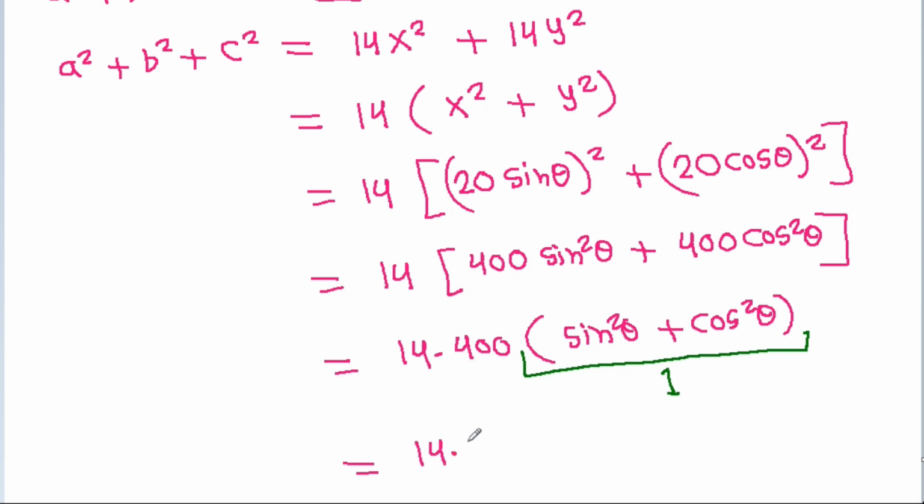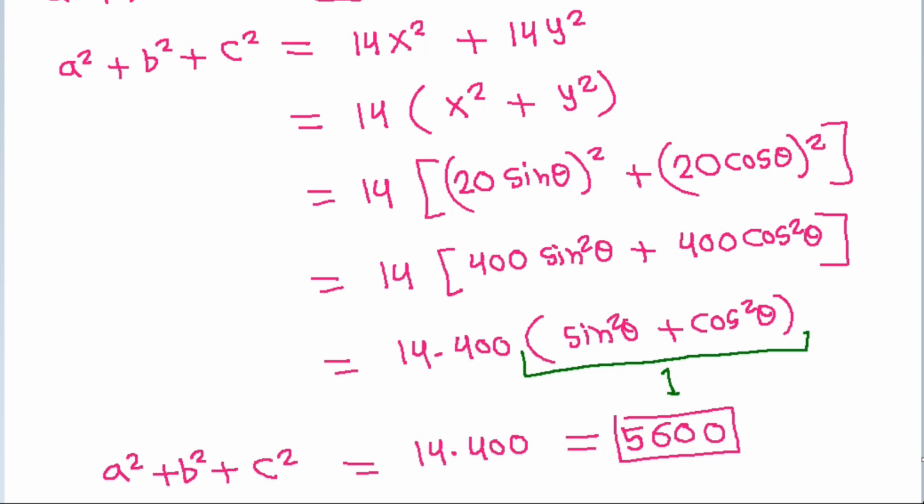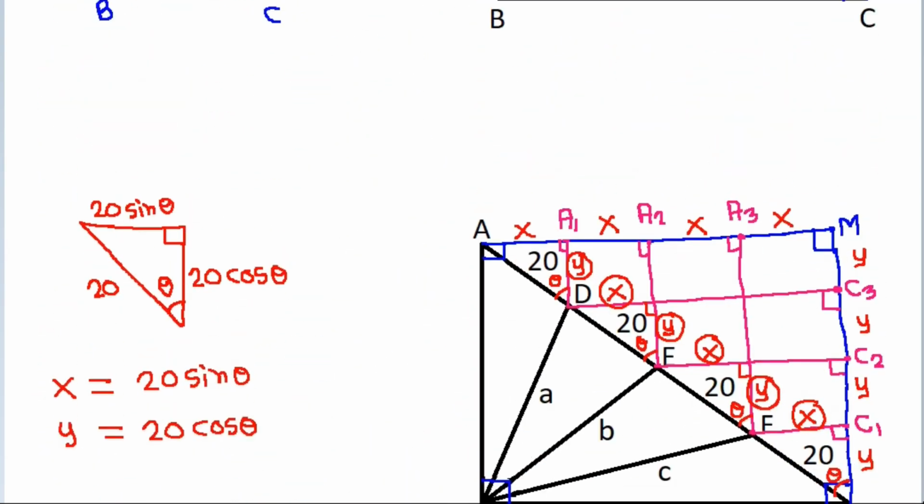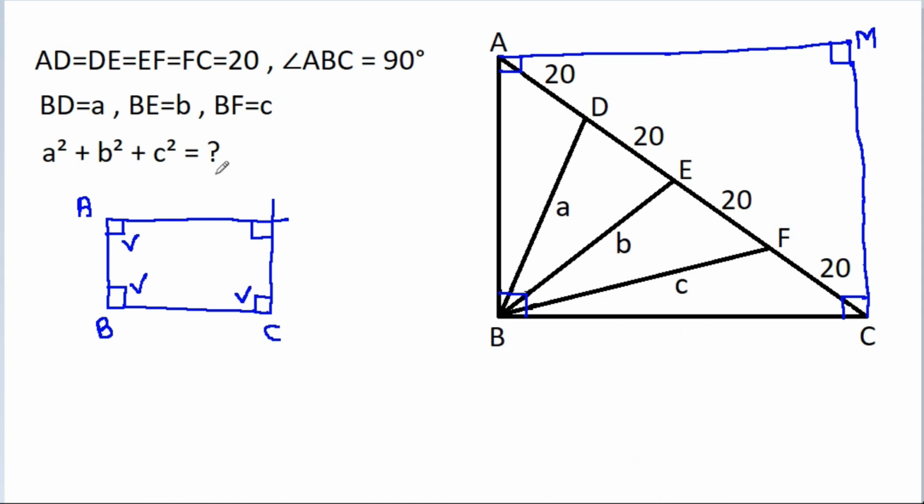So it is 14 times 400, that will be equal to 5600. So a² + b² + c² is 5600.